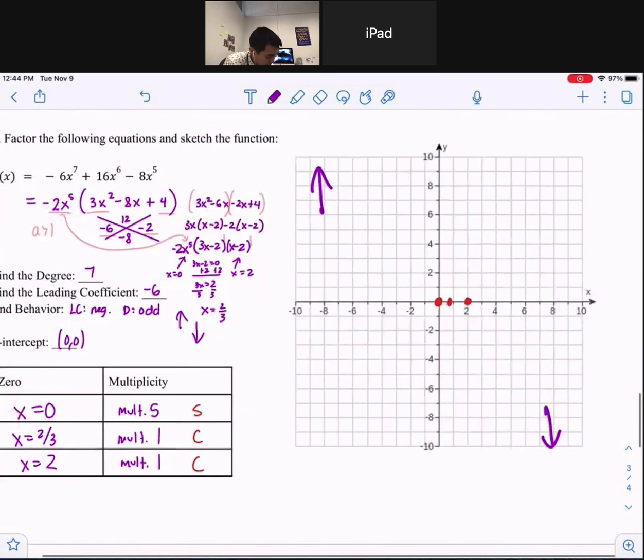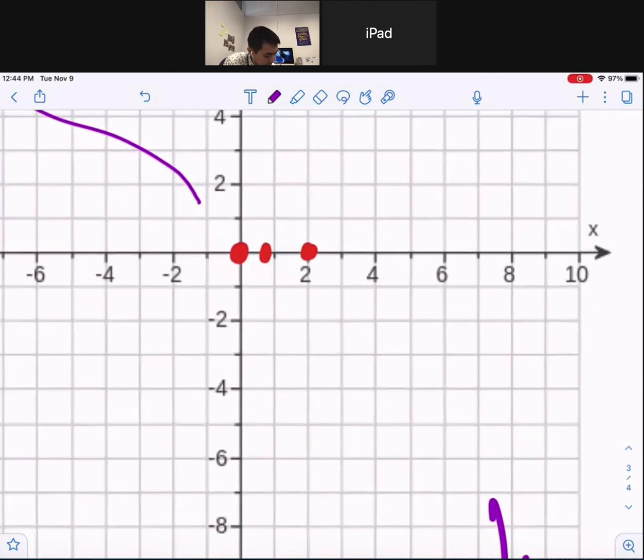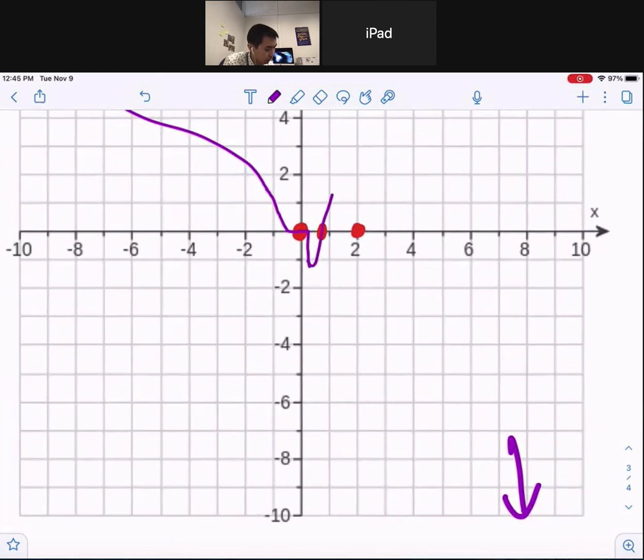So let's graph. Now when we approach the line x equals 0, it slides. So gonna go up to it, slide, and then go down. And then we gotta approach 2/3, which is multiplicity of 1, so you're gonna cross, and then at 2 you're gonna cross. And then that will be your graph for this one.